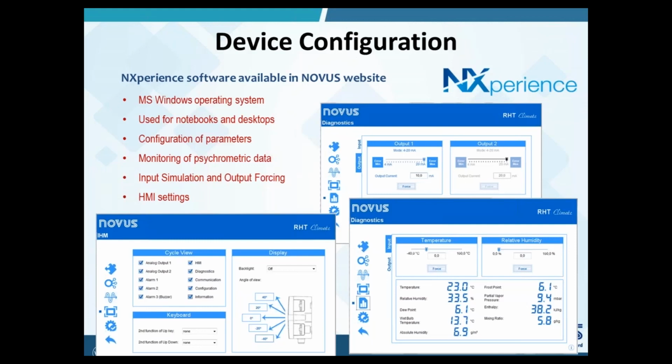Let's take a look at this device configuration. The configuration of RHT climate is an easy task. NOVUS offers a free Windows software available for download on our website. It is called NExperience, and it can be used either in notebooks or desktops.